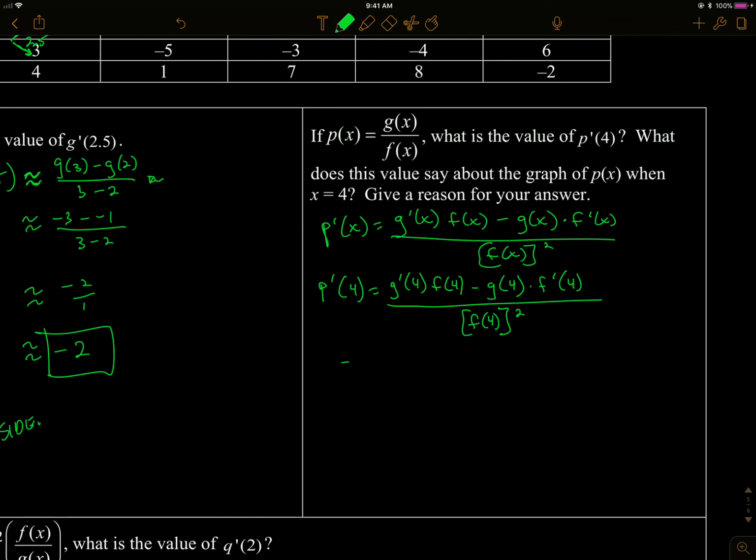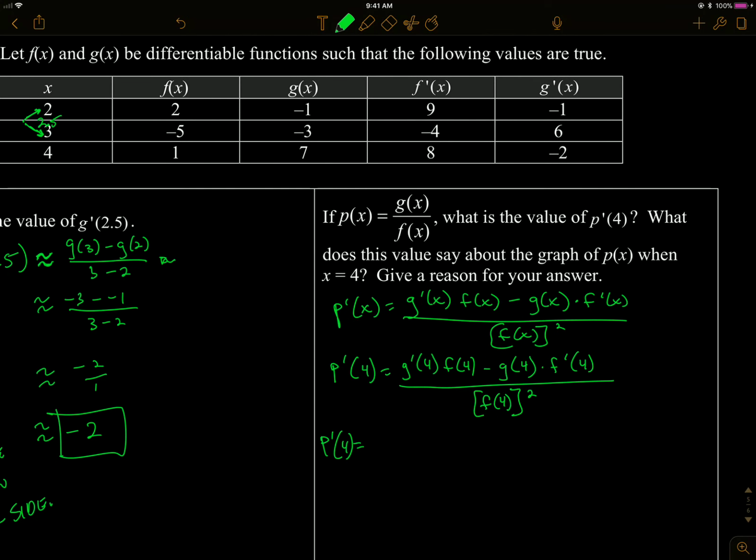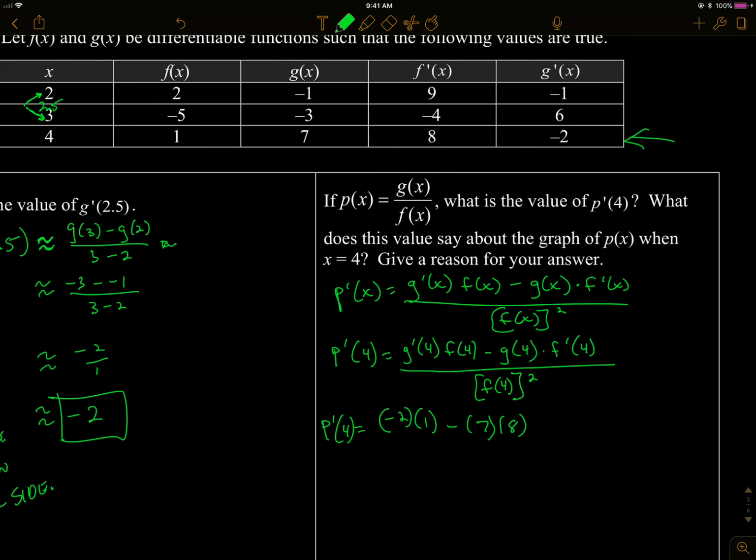So now we're going to use the table and grab those numbers. So g prime of 4 is going to be, g prime is negative 2. f of 4, so we're at 4, we're just always in this row, right? f of 4 is 1, minus g of 4 is 7, times f prime of 4 is 8, all over f of 4, which is 1, squared. So we want to simplify that number. 50, negative 56, negative 2, negative 58 over 1.